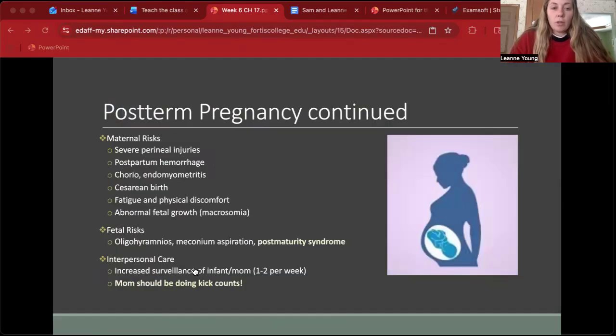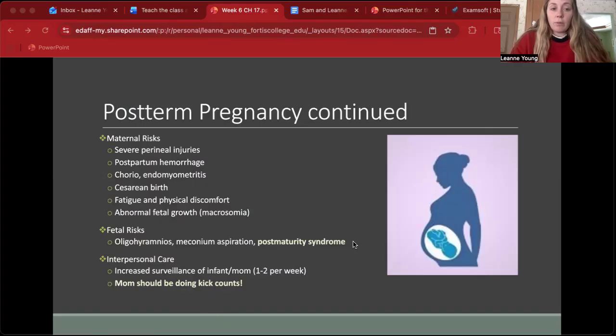So, what are some maternal risks with postpartum pregnancy? Severe perineal injuries. If you have a longer gestation, typically your baby is still growing, hopefully, throughout that entire time. So you have the risk of delivering a really big baby, which can increase the risk for severe perineal injury. Postpartum hemorrhage is increased as a result, chorioamnionitis, endomyometritis, cesarean birth, fatigue and physical discomfort, and then abnormal fetal growth. So a big baby, macrosomia.